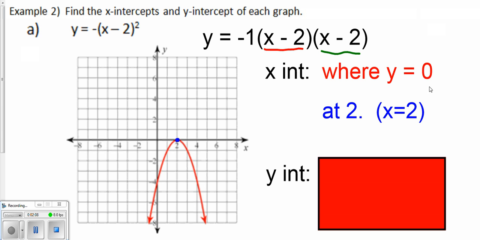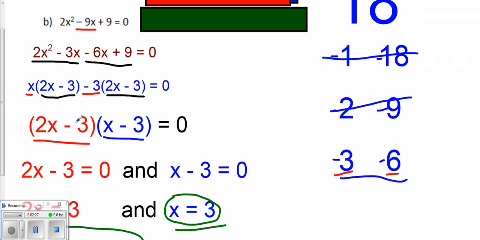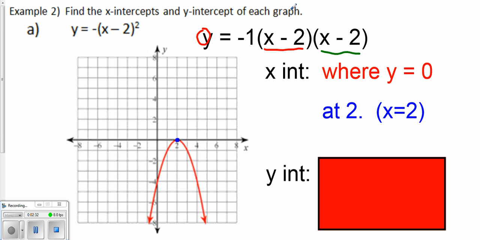Now, how else can we figure that out? Well, we could literally plug 0 in for y into this piece right here. Just like we did in our last examples over here, we had this whole thing set equal to 0, found the 2 different factors, and said, okay, how can I make this factor 0? How can I make this factor 0? Well, let's look at this. How would I make this factor 0? x would have to be 2. How can I make this factor 0? x would have to be 2. So in either case, x has to be 2, both times. That's why there's only the one x-intercept.